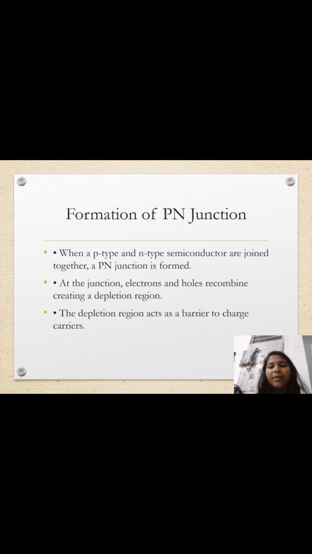When a P-type and N-type semiconductor are joined together, a PN junction is formed. We already know this point from the previous slide. Now the second point: at the junction, electrons and holes recombine and create a depletion region. In the P-type there are holes and in the N-type there are electrons, and they combine with each other, and because of their combination a depletion region is created. We will see what depletion is in the next slide. The depletion region acts as a barrier to charge carriers.